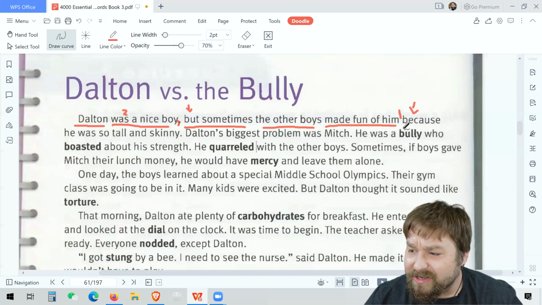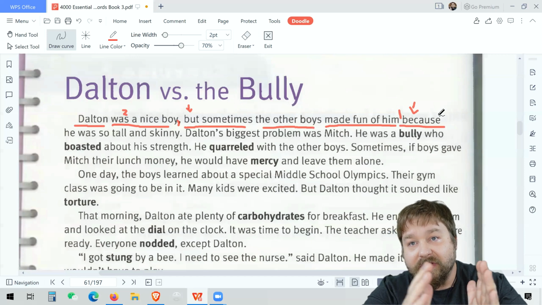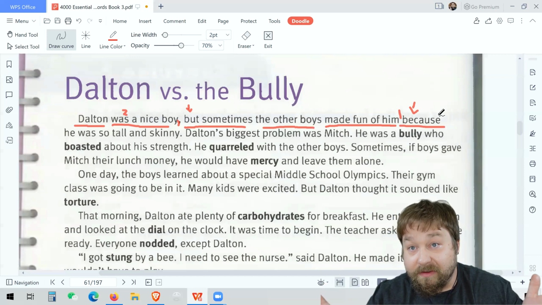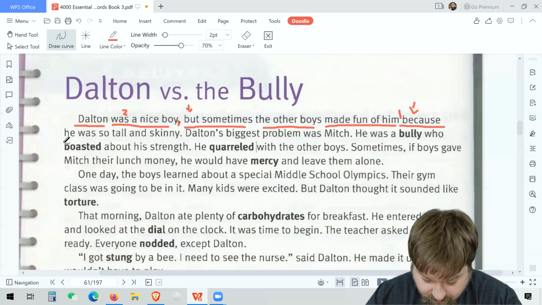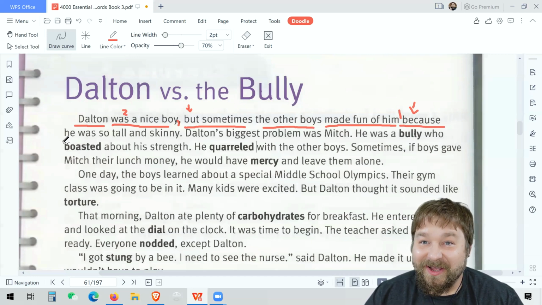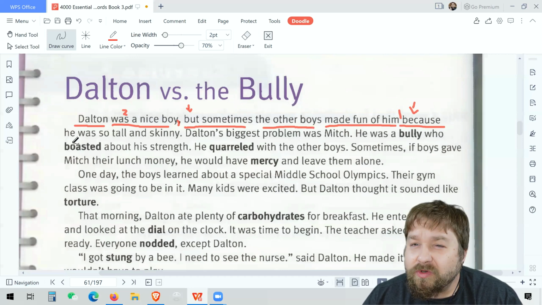Why? Why would they do that? Because is going to stretch for that time. Dalton, because. Same thing. Because why? He was so tall and skinny. I don't like him. I'm not skinny. Anyways, he was so tall and skinny.